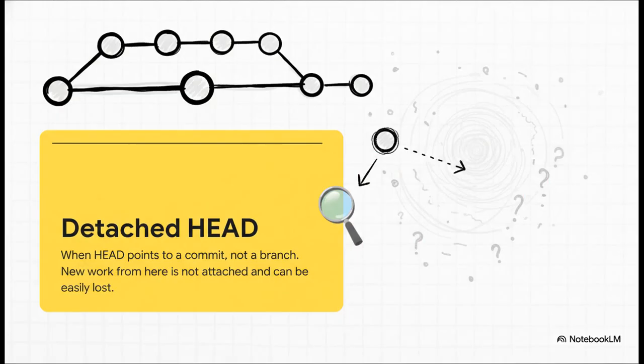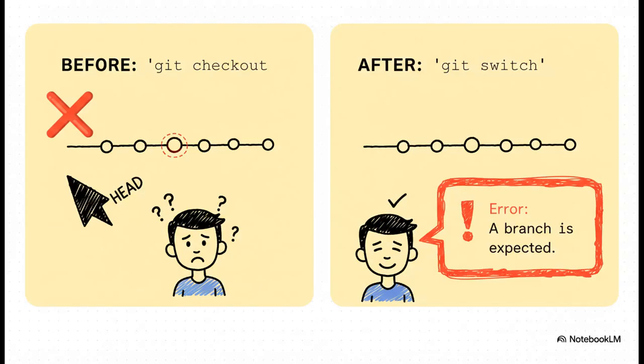Okay, another classic checkout pitfall is accidentally getting into what's called a detached head state. It sounds weird, but it just means your current position in the project history, your head, isn't on a branch anymore. It's just floating, pointing at a single commit. Any new work you do from here is unanchored and super easy to lose forever. And this happens all the time.